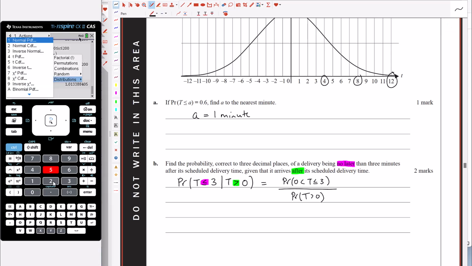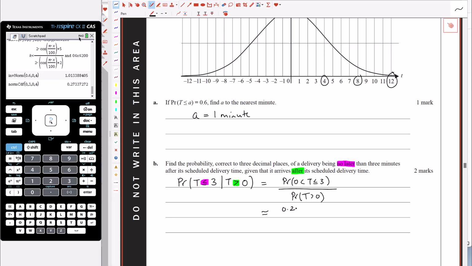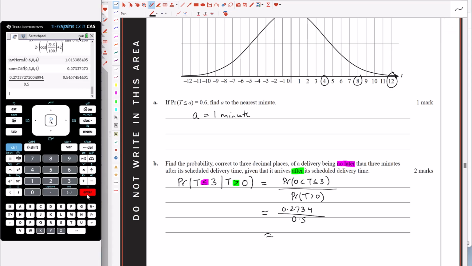So we're going to have menu 552, lower bound is 0, upper bound is 3, mean is 0, standard deviation is 4. Okay, so that's going to be 0.2734 over t greater than 0, which is going to be 0.5, that's just the mean. So we're going to divide that by 0.5, which is the same as multiplying it by 2. And so correct to 3 decimal places, we get 0.547.